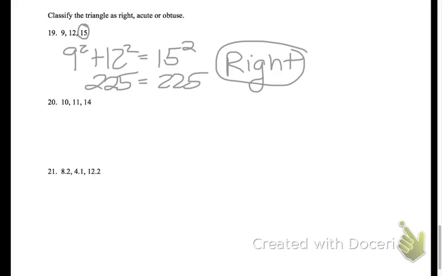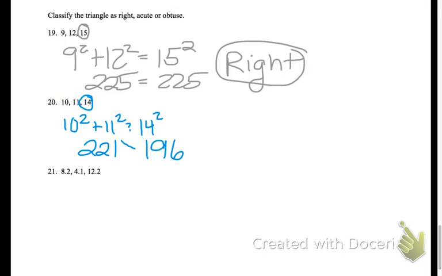Now, in this second example, number 20, here's our longest side, 14, so we want to compare 10 squared plus 11 squared. How does that compare to 14 squared? So 10 squared plus 11 squared gets us 221. 14 squared is 196. So the two shorter sides squared and added together is greater than the length of the third side squared. And when that happens, we have an acute triangle.